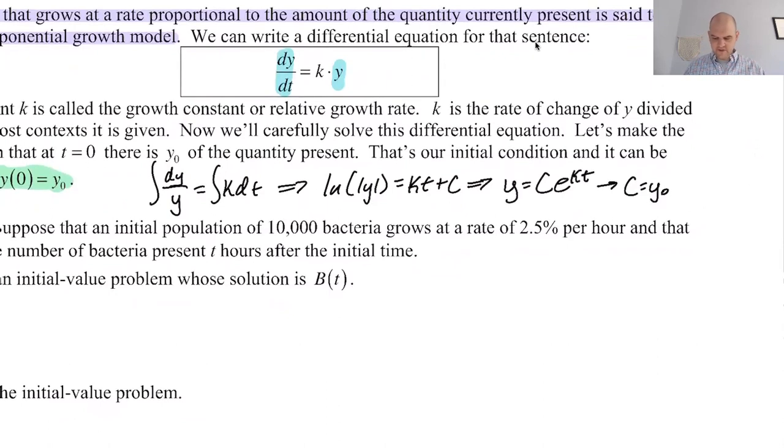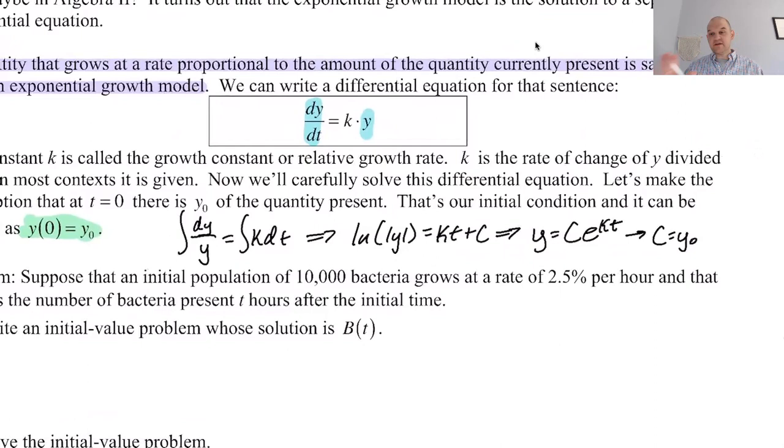If you don't know what the specific value is, you just say that at t equals 0, you get y0, or at t equals 0, you get b sub 0. Whatever the dependent variable is, you just say it's like that sub 0. Sorry, not the independent variable, the dependent variable.